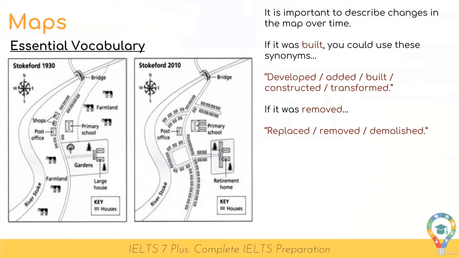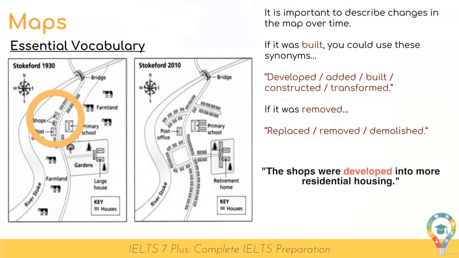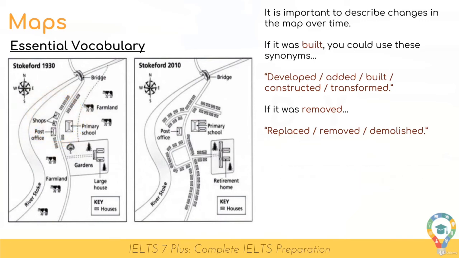If something has been built, you could use these synonyms to describe that. Developed, added, built, constructed, or transformed. For example, from this map, you could say that the shops were developed into more residential housing. If a building or place has been reused instead of completely destroyed and rebuilt, you can use developed or transformed. If this place is completely new, you would say it was added, built, or constructed.